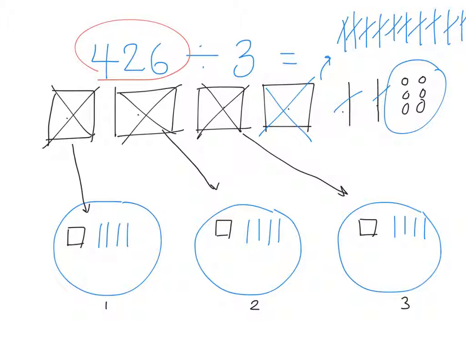Well, I can put 1 here. I can put 1 here. I could put 1 here. I could go back to the beginning, right? 1 here, 1 here, and 1 here. Did I equally share all the candy amongst the 3 people, the 3 circles? Yes. How much candy can each person get?